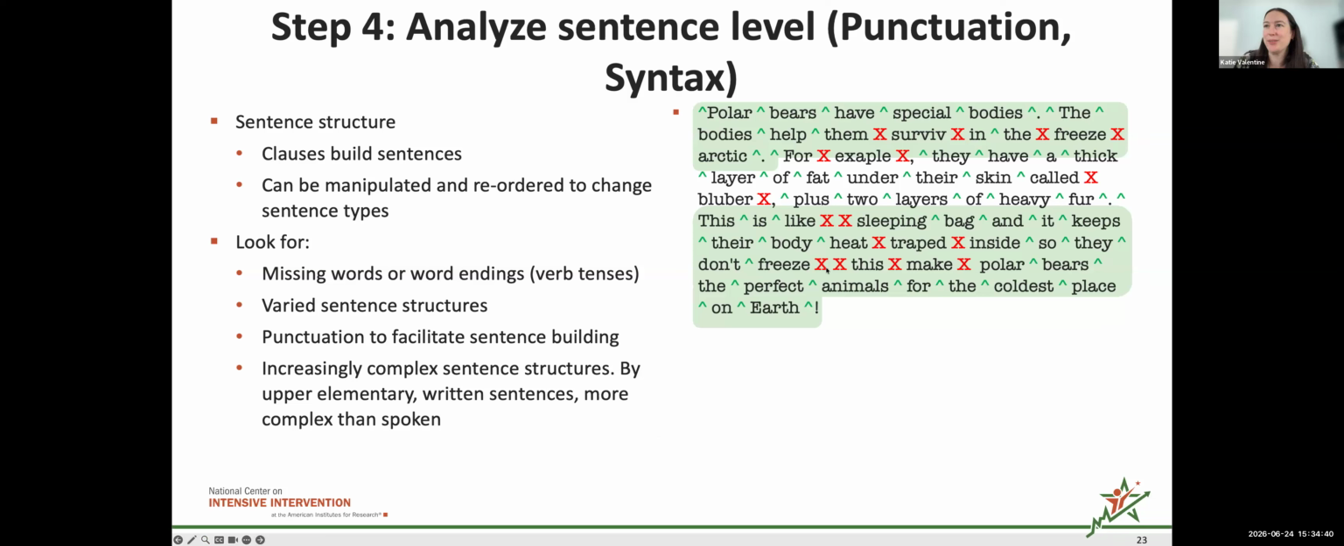I didn't really talk about this rule in our brief overview of the scoring procedure, but I'll read the sentence. This is like a sleeping bag and it keeps their body heat trapped inside so they don't freeze. There should be a period here. If you imagine a period between those two X's, there are two incorrect sequences, and that's telling us this student was probably missing something. Because the period, we're going to consider that a sentence level error related to punctuation.